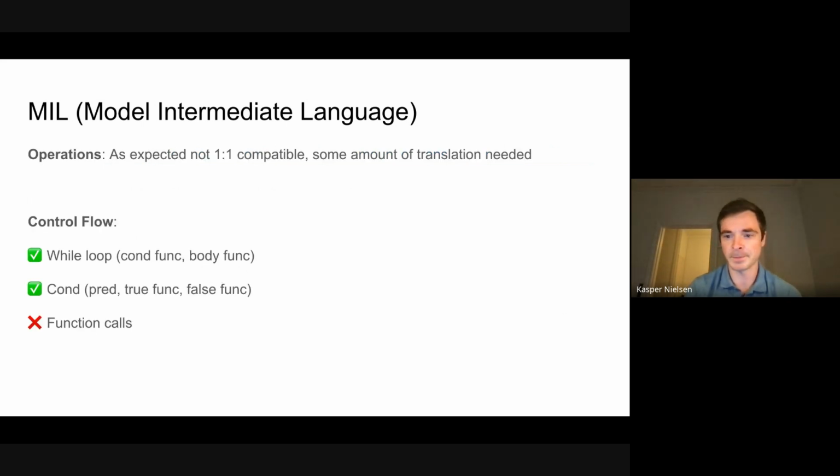If you go to the next slide again. Obviously, the operations in MIL are not one-to-one compatible with the ones you find in StableHLO, so some amount of translation is needed between the two. And also, if you look at the more fundamental structure of the language, it does have while loops. It also has conditional execution, but it does not have function calls. So even though it has the concept of a function, you cannot call a different function from the function you're in. So every time I see a function call, I need to inline it when I do the translation.